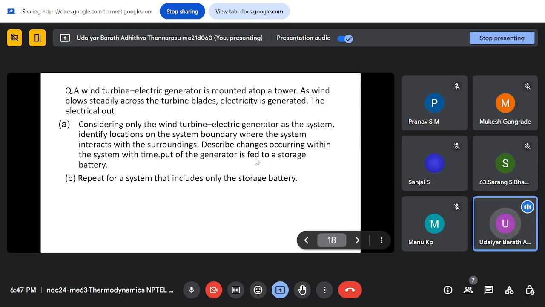Then the output of the generator is fed to a storage battery. So you have the wind generator with the turbine, connected to a storage battery where electricity is passed and stored. Now the second part of the question is to repeat for a system that includes only the storage battery. Previously, we were considering only the wind turbine and the electrical generator, which is the first part of the question, and in the second part we are considering only the storage battery. So what will happen in that case? That's what has been asked.